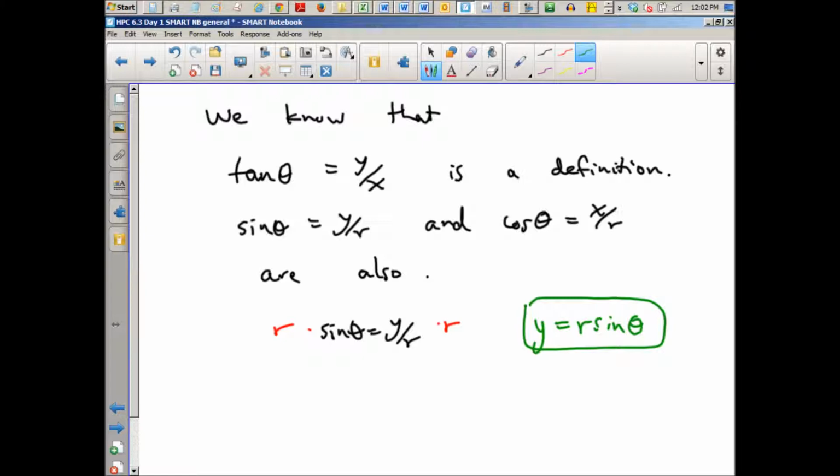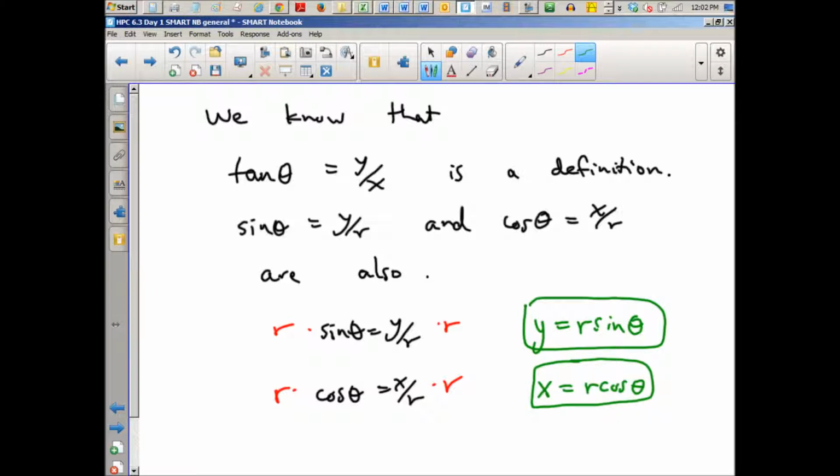What I just wrote in green is super important. It's in chapter 6, it's in chapter 8, it's in chapter 9. It just goes on and on and on. Okay? How about this one? Cosine theta is x over r. What happens if I multiply both sides by r? I get x equals r cosine theta.